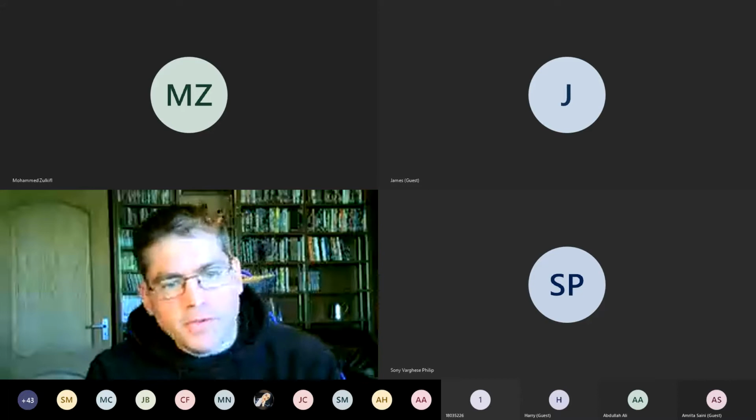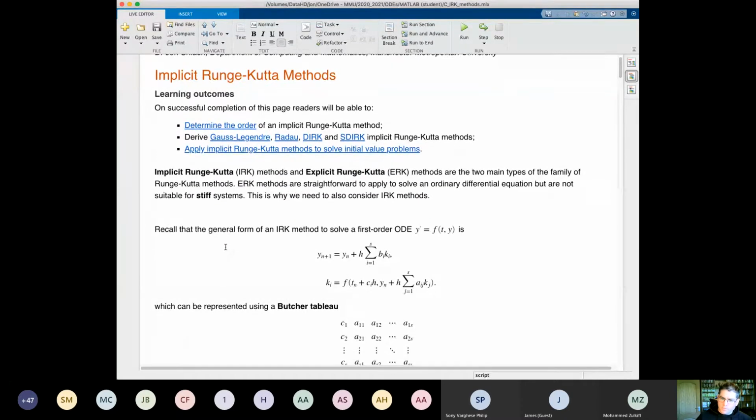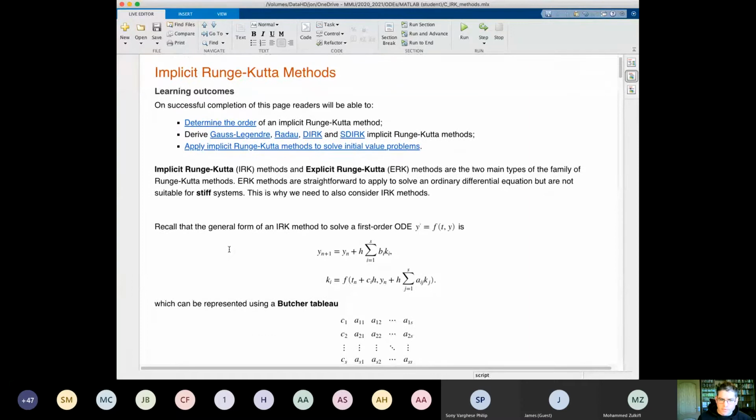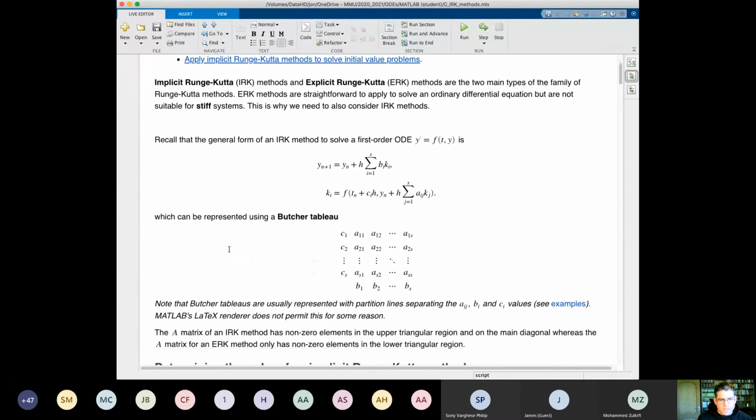Okay, so the content for this week is implicit Runge-Kutta methods. Last week we looked at explicit Runge-Kutta methods and how we derive them. I'm aware I may be repeating myself a bit here, but it's always good to make sure we have this down.